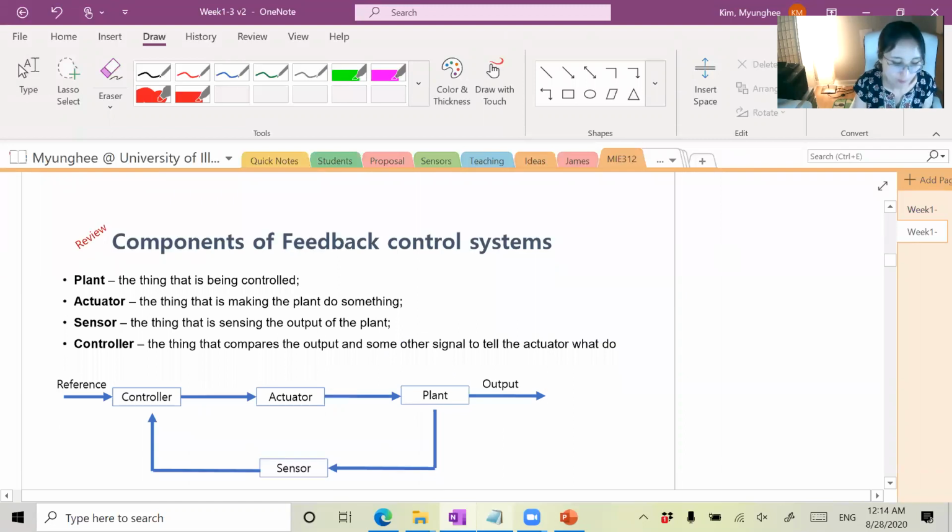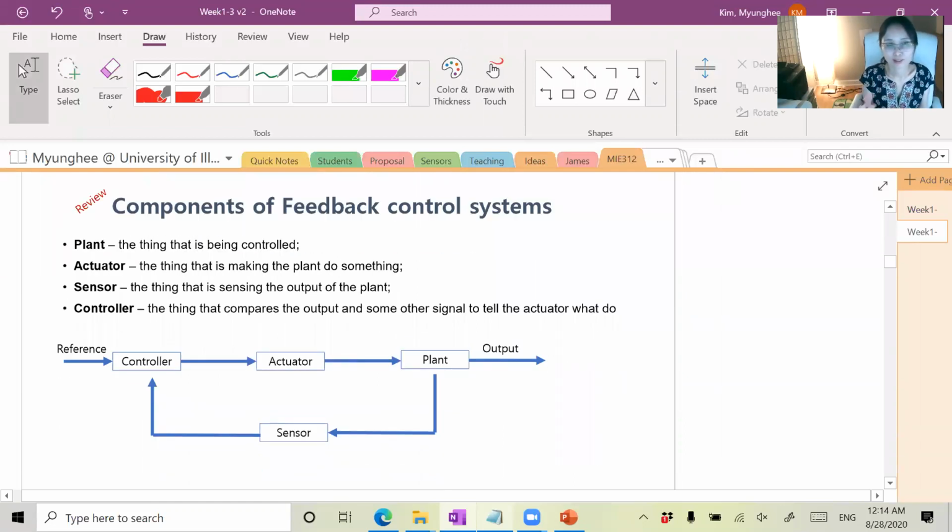So there are 4 components of this feedback control system. Plant is what's being controlled, such as a car. Actuator drives the plant to do something, such as a motor. Sensor senses the output of the plant, such as a velocity sensor or torque sensor. Controller compares the output to the reference and decides the control action.